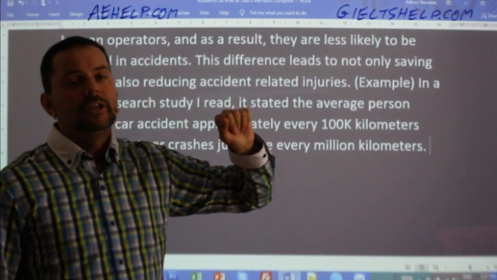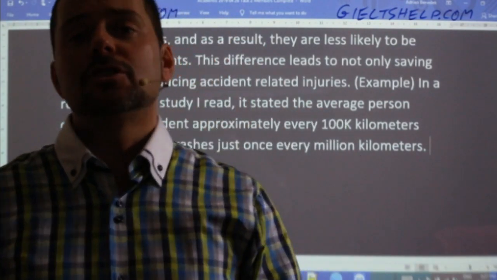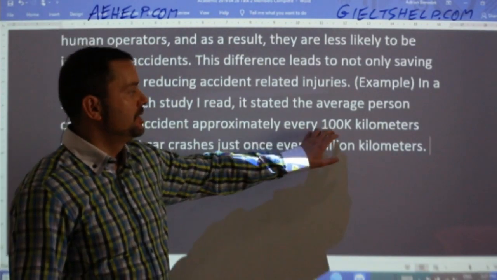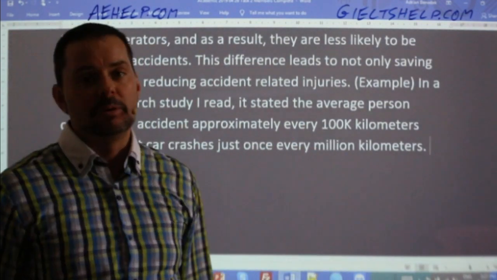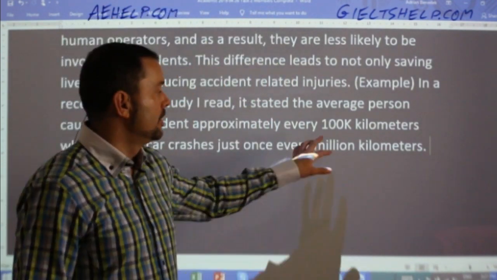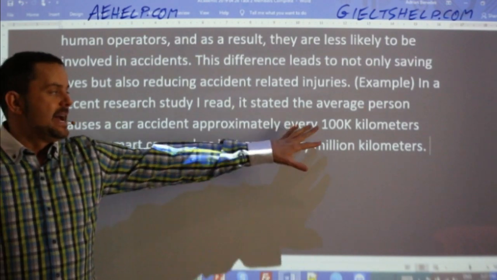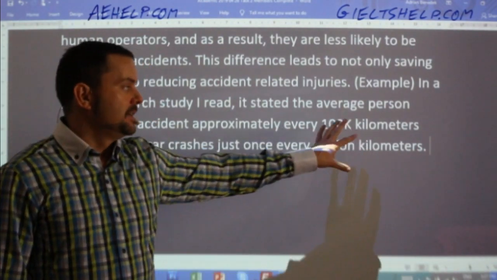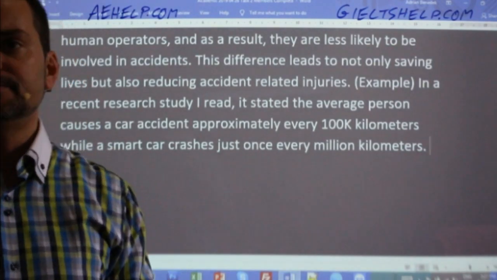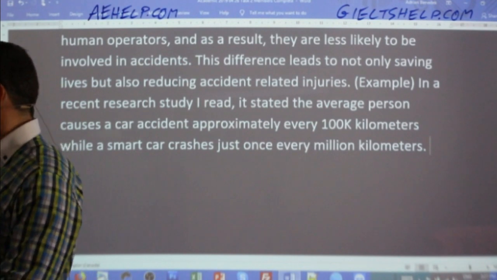And interestingly, automated cars only cause minor accidents. With humans, one out of every couple of these 100,000 kilometers are major accidents where people are seriously injured or even killed. So the level of the accident, or how bad the accident is, is actually different between those two. So that's quite interesting.